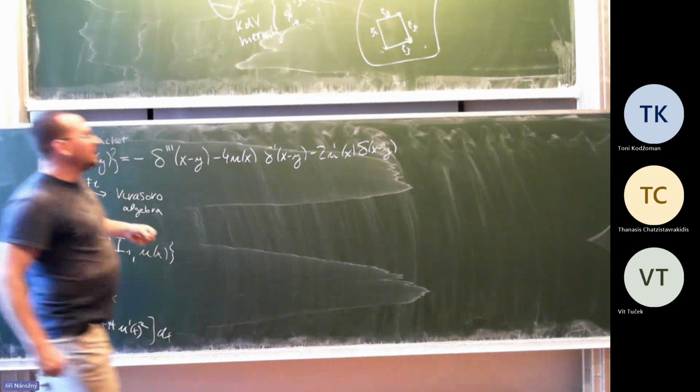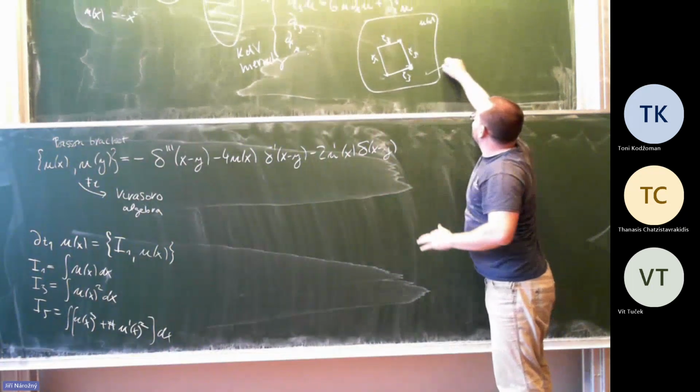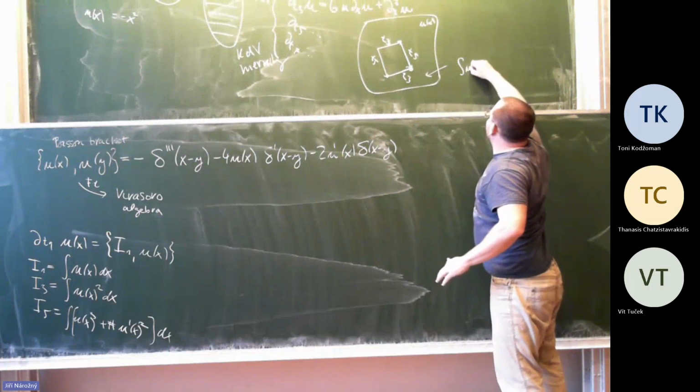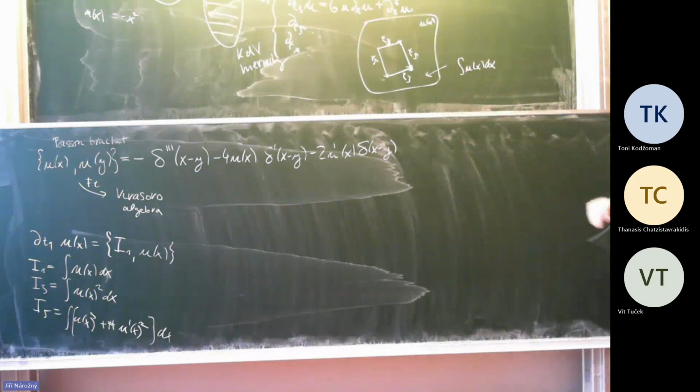Okay, so for example, for L0, instead of the observable which would be u of x, you would take an observable which just takes u and integrates it. Okay, and you have no problem with this, no? On the space of smooth potentials.